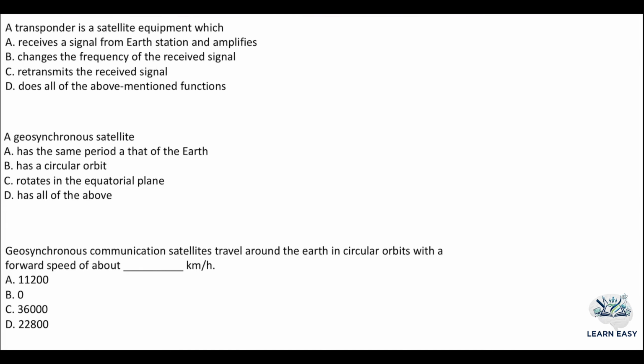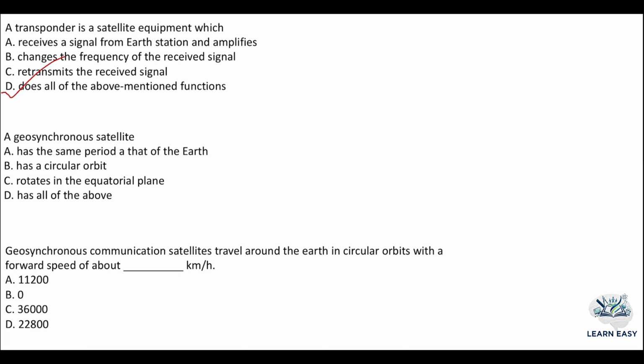Next question. A transponder is a satellite equipment which, option A, receives a signal from Earth station and amplifies. Option B, changes the frequency of the received signal. Option C, retransmits the received signal. Option D, does all of the above mentioned functions. We know that a transponder receives and retransmits the signal, amplifies the signal, and also does the frequency translation. So the answer is option D, it does all of the above mentioned functions.